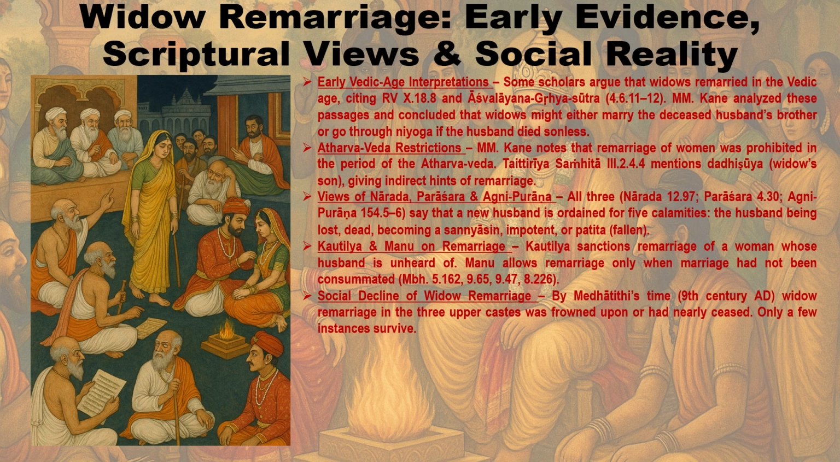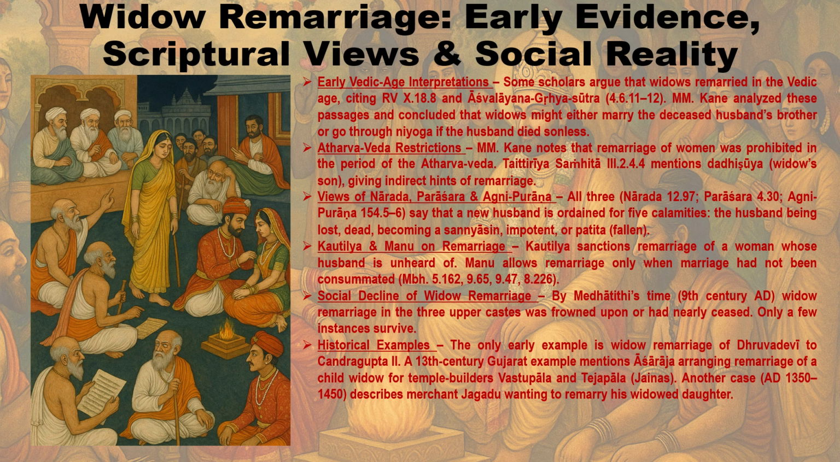By Medhatithi's time, which is the 9th century AD, widow remarriage in the three upper castes was frowned upon or had nearly ceased. Only a few instances survive. The only early example is the widow remarriage of Dhruva Devi to Chandragupta II. A 13th century Gujarat example mentions Asharaja arranging the remarriage of a child widow for temple builders Vastupala and Tejapala.